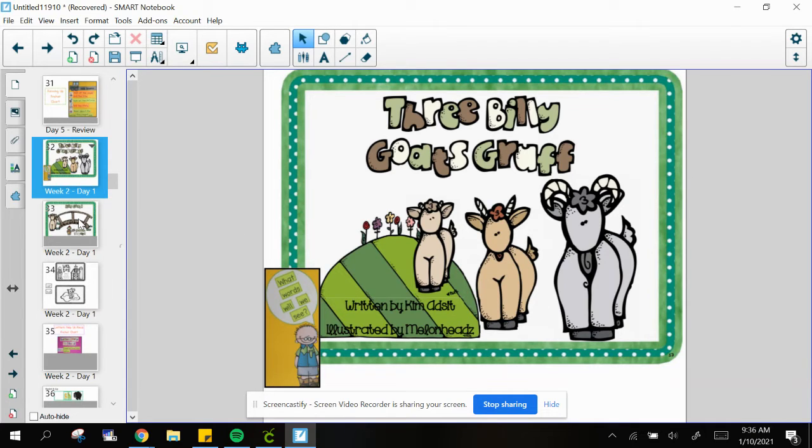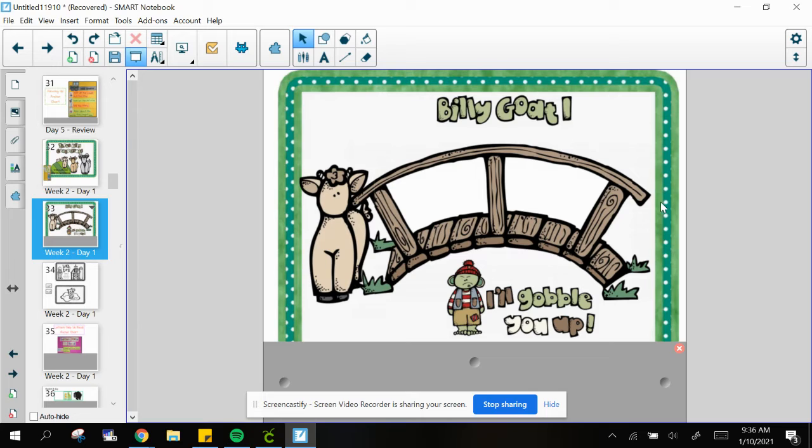Let's take a look here at another page in the Three Billy Goats Gruff. This is the first page. Let's take a look at the pictures and think about what we might see in this page of the story. We might see the word goat again. We might see the word bridge. Maybe the word grass, and maybe the word troll, because we see the troll right here, right?